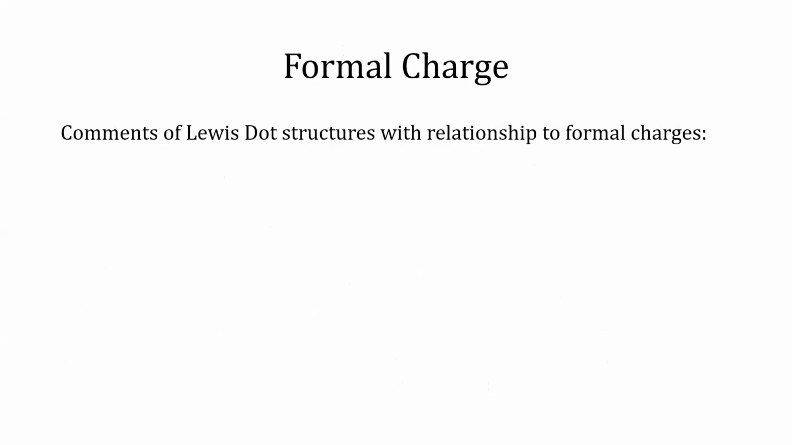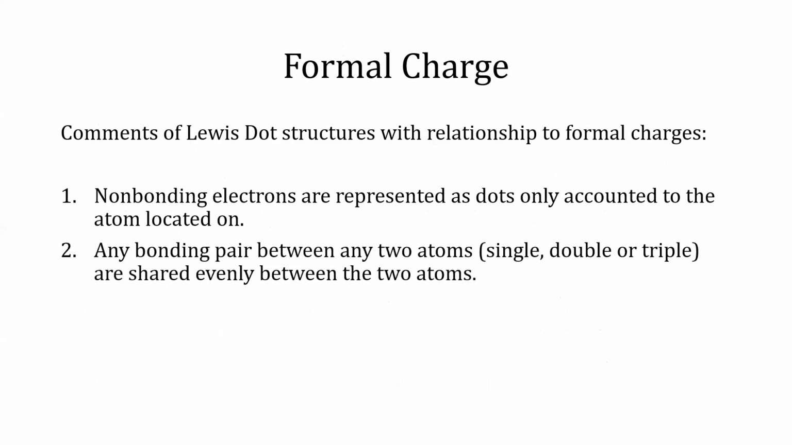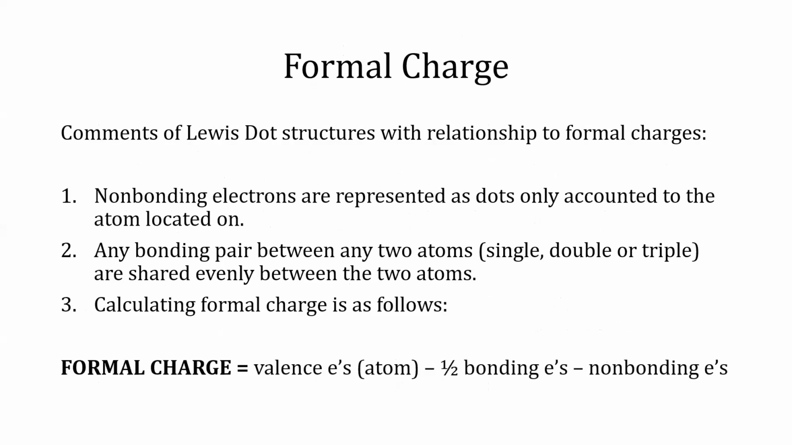Comments on Lewis dot structures with relationship to formal charges. 1. Non-bonding electrons are represented as dots only accounted to the atom located. 2. Any bonding pair between any two atoms, single, double, or triple, is shared evenly between the two atoms. 3. Calculating formal charge is as follows. Formal charge equals valence electrons for the atom minus half bonding electrons minus non-bonding electrons.